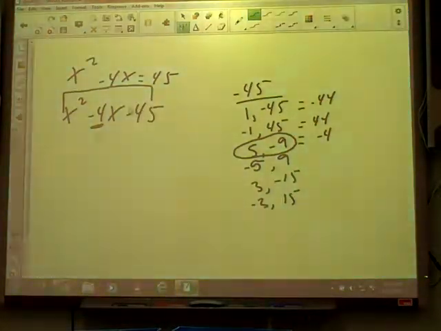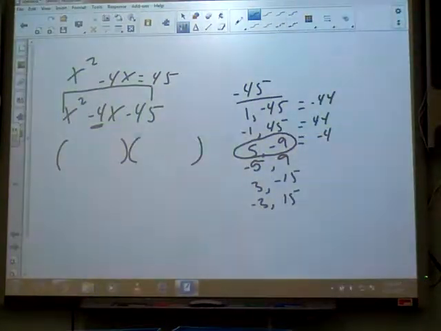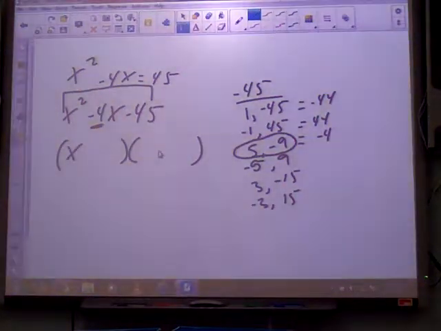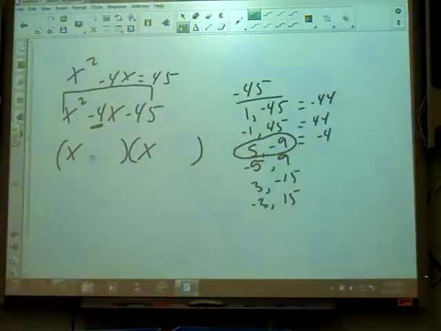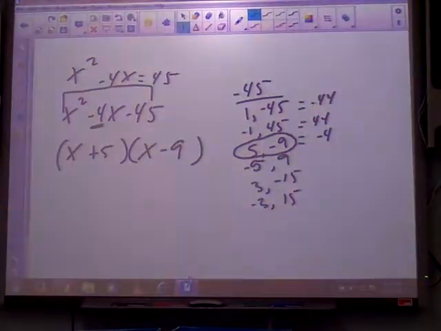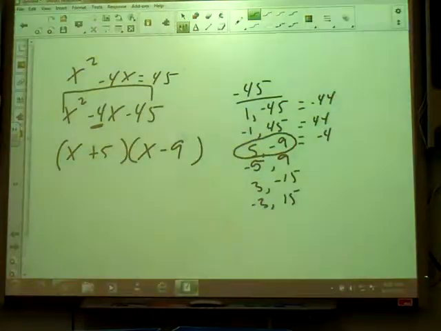Okay, so to factor a trinomial, it's going to be the 2 binomials. To get an x squared, you got to have an x and an x. And then these factors that you just found fill in the rest of it. I've got one that's got a positive 5, and I got one that's got a negative 9. Okay? That's my factored form.